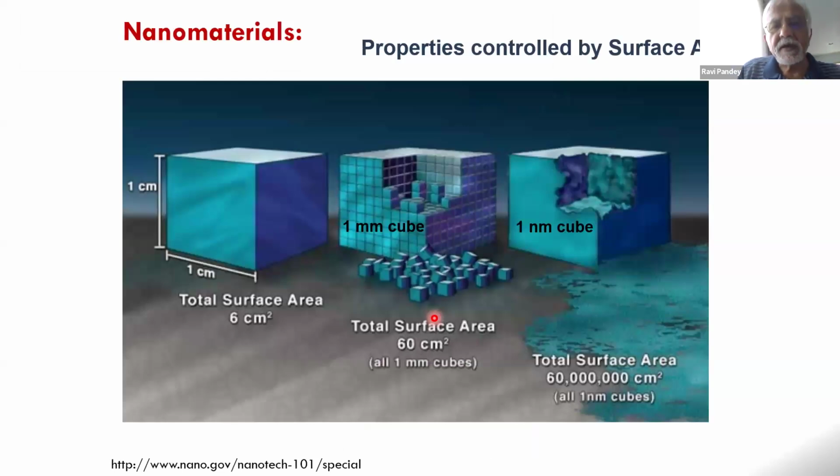If you look into this now, a cartoon, and what we have here is a cube. If you look at the cube, take it centimeter by centimeter by centimeter. So what we see is the total surface area is 6 centimeters squared because a cube has 6 sides.